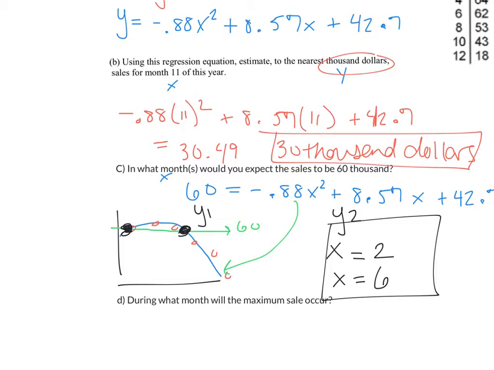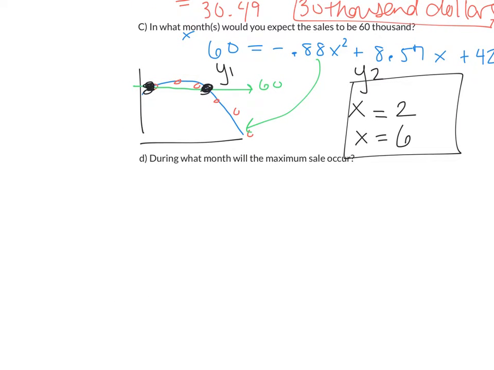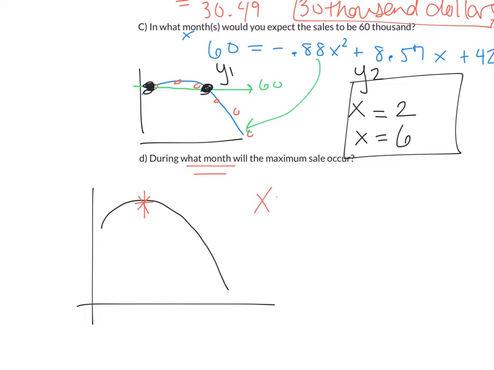Okay. The next question says, during what month will the maximum sale occur? So again, you're going to look at your graph, and we want to know where the maximum occurred. So I'm going to go to my y equals, clear out that 60 so that I just see the curve, okay, and the dots. I want the maximum. That means I want this value right here. And again, this is another thing you will do with your calculator. We want what month, so we do want x.